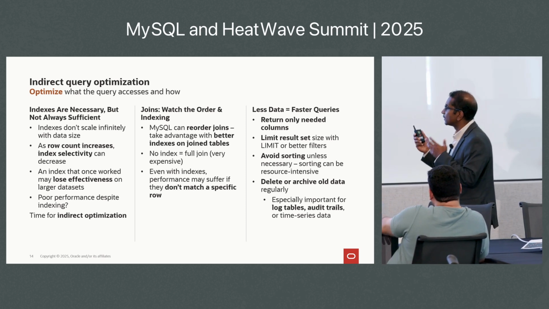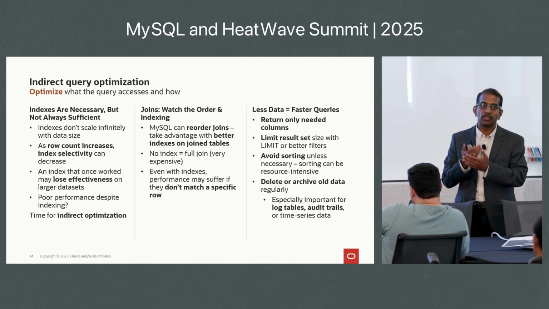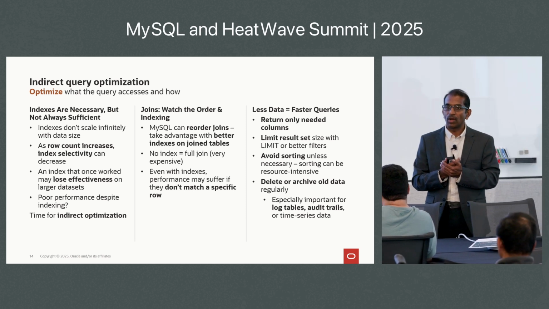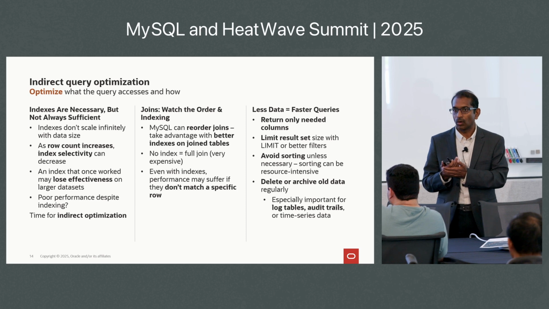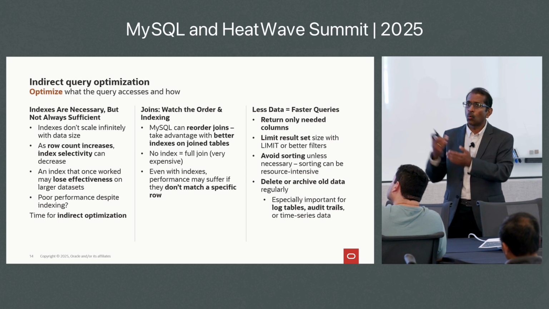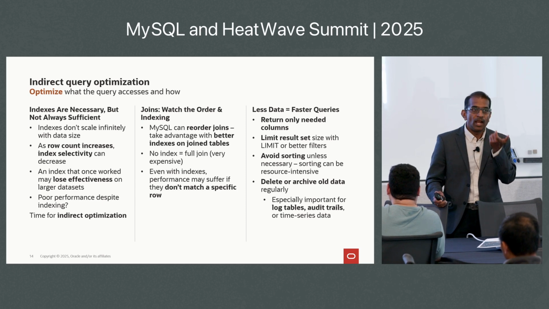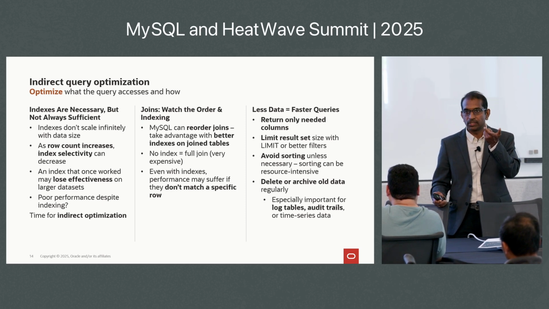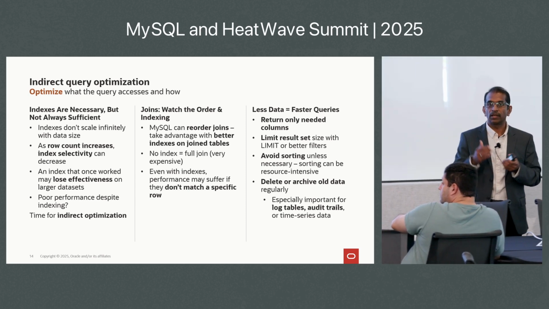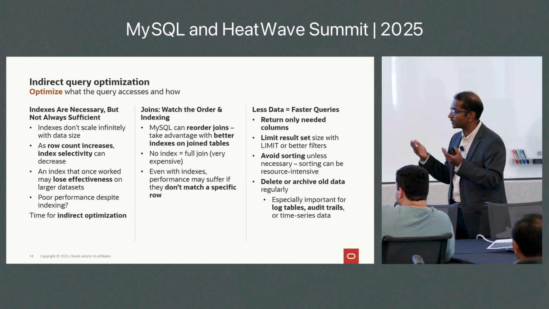Now, even with indexes, you could see that the performance of the database would suffer if they don't match a specific row. So that's when you need to look at, am I really needing to run this particular query or not? Or should I look at alternatives like, should I avoid a particular column? Do I need to do select star or just select ID? Or maybe can I limit the result set by using the limit clause within the query itself? Can I avoid unnecessary sorting? Sorting, as we discussed earlier, could be a resource intensive operation. So can I avoid sorting in some fashion or the other?